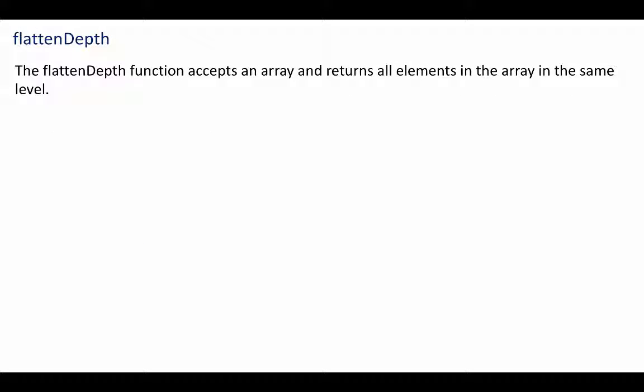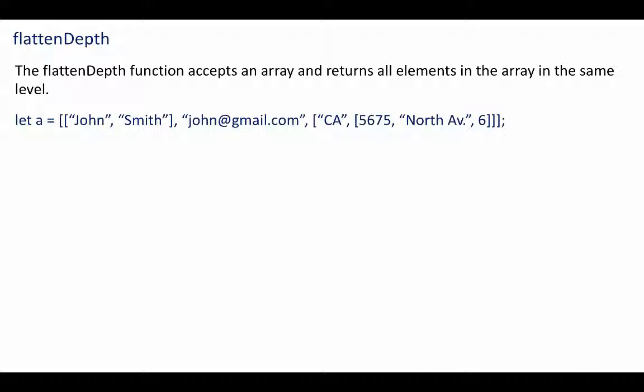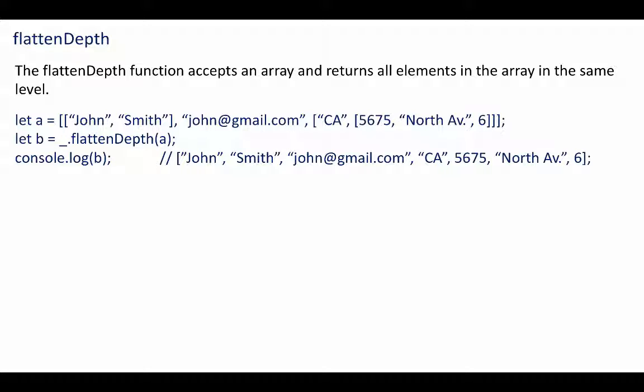And another function is called flattenDepth. The flattenDepth function accepts an array and returns all elements in the array in the same level. So it flattens the array. For example, if we have this array, and you can see this array is a mix of all kinds of subarrays. The first element is an array of two strings, the second element is just a string, and the third element is an array that contains two elements. One of them is a string and the second one is another array. So if we perform the function flattenDepth over A and assign it into B, B would look like that.